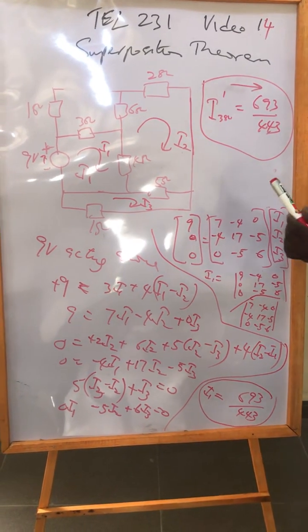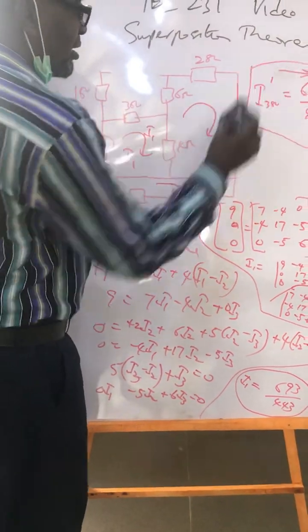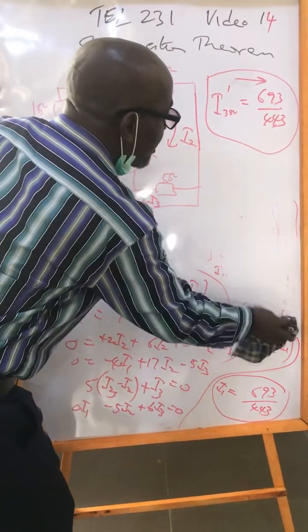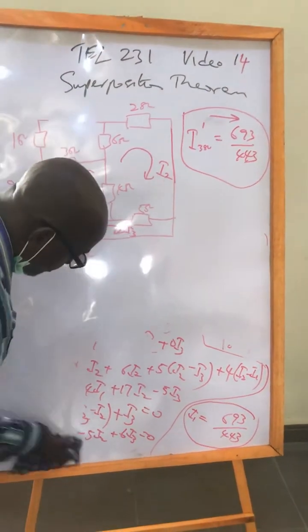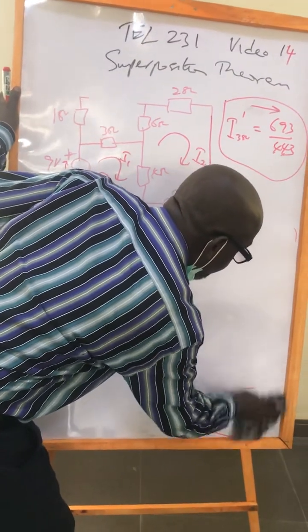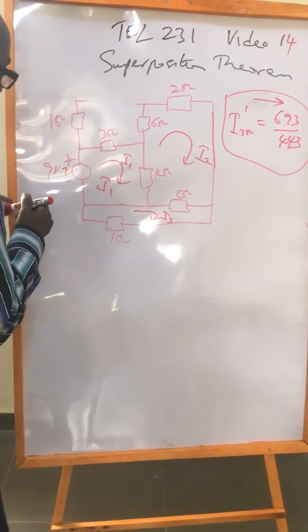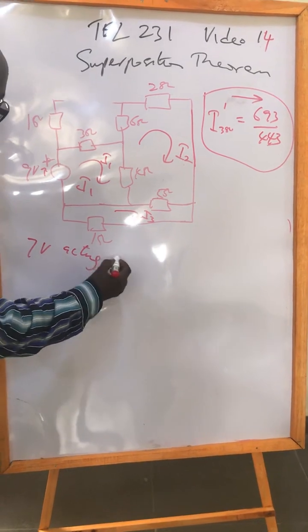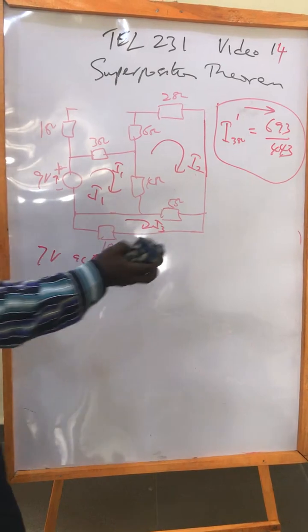So, having done that, let me proceed. I will need this figure later on. But let me clean this and proceed to the next source acting alone. So let's now say that 7 volts is acting alone. You have to redraw another diagram for that, but I will just adjust my own.